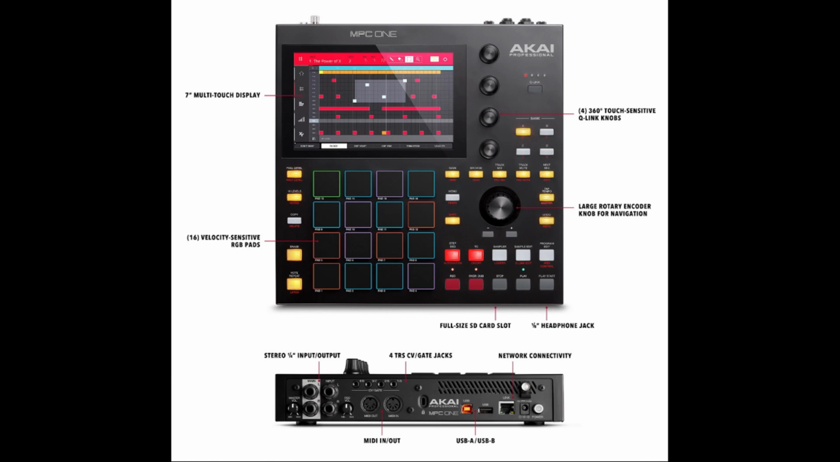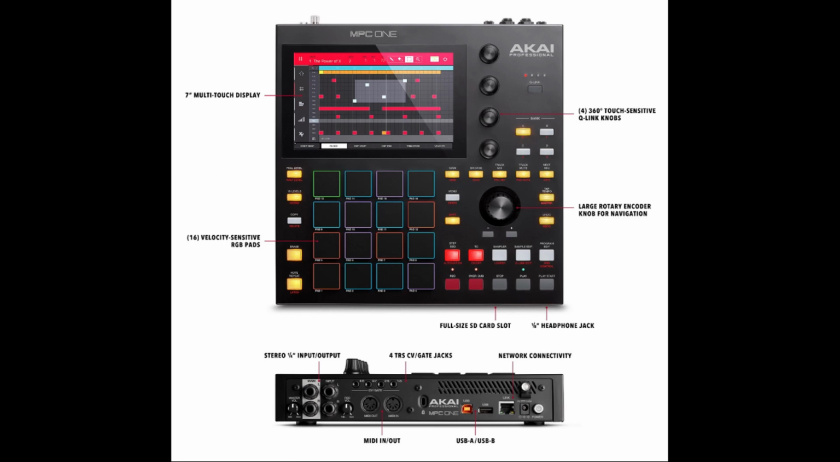To the right, we have the 4 Q-Link knobs. You use these touch-sensitive knobs to adjust various parameters and settings. The knobs can control one column of parameters at a time. The lights above the Q-Link knobs indicate the currently selected column, and you can press the Q-Link button to change which column of parameters they currently control.